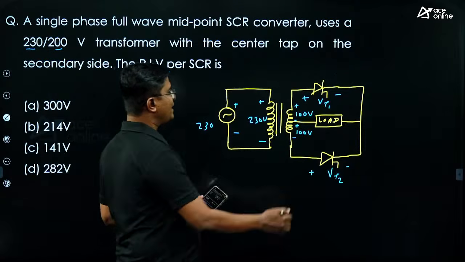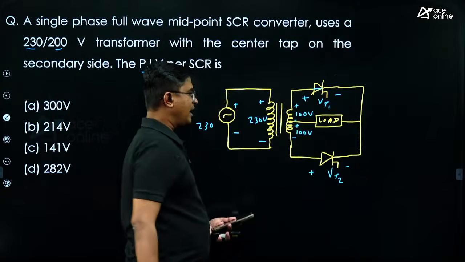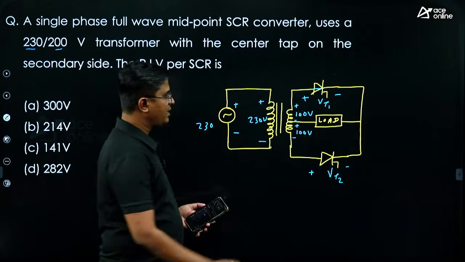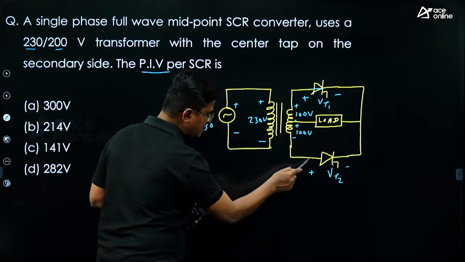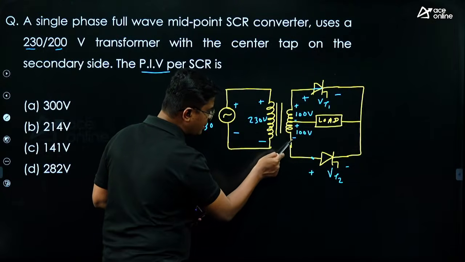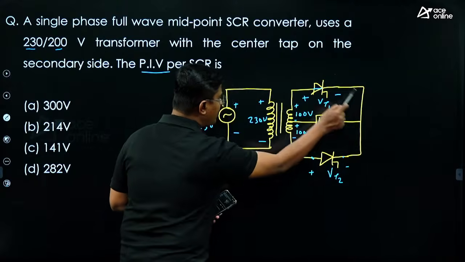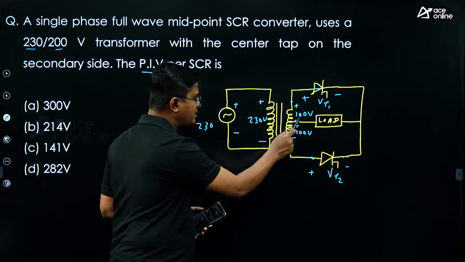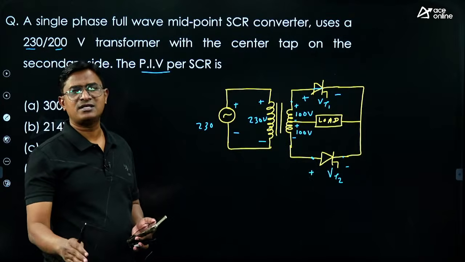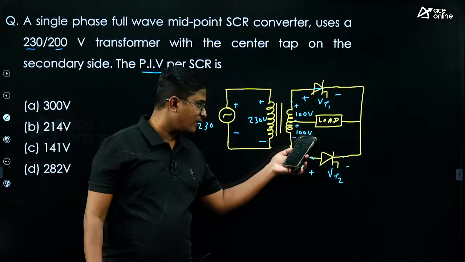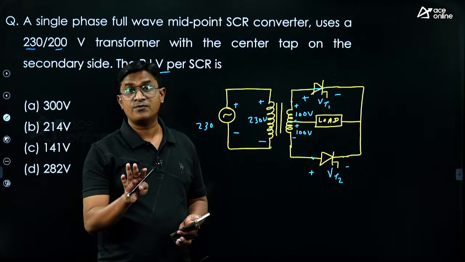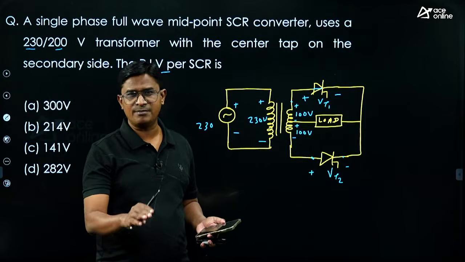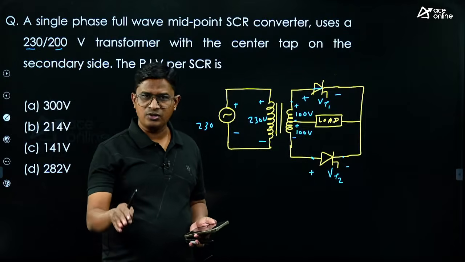Now tell me, when thyristor T1 turns on, what is the voltage that will be appearing across thyristor T2? When T1 turns on, check this: positive terminal of VT2 is connected here, negative terminal of VT2 is connected at this side. Means I can say that the entire secondary winding voltage will appear as a reverse voltage for thyristor T2. But this 100 volt is an RMS value. What is the peak value? Total is 100 plus 100, that is 200 volt RMS. So peak will be 200 into root 2.